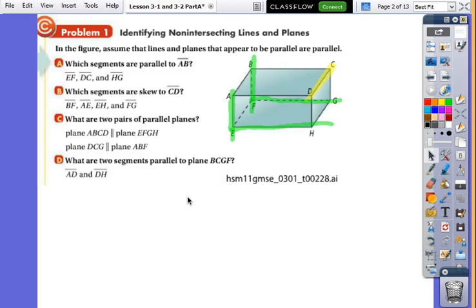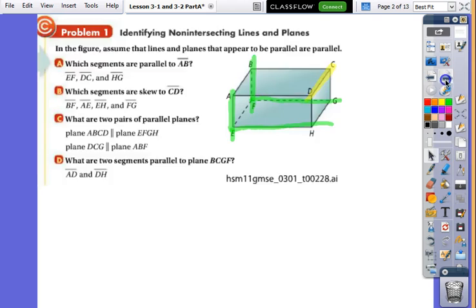You could also have a line segment parallel to a plane. For example, any line in plane EHGF is going to be parallel to this plane up here. So line EH is parallel to this plane up here. But line EG, which isn't even pictured, is also parallel to that plane up there. So basically any line in a plane that's parallel to another plane will be parallel to that plane as well. Any questions about that? All right.